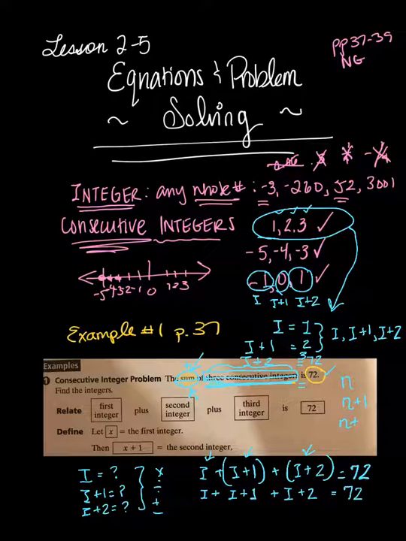So in your book, if you're following along with your note-taking guide, we have let either n plus 1 or I plus 1, or in their case x plus 1, equal my second integer. Which one of these variables represents my third integer? Hopefully you recognize I plus 2 is my third consecutive integer. All right, let's continue solving for I.